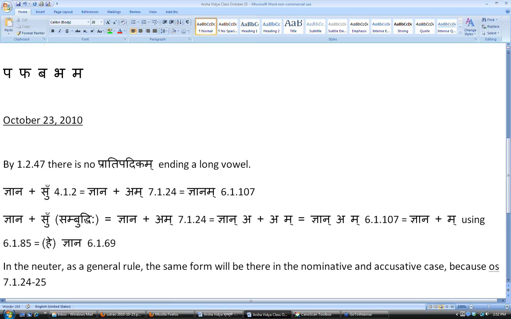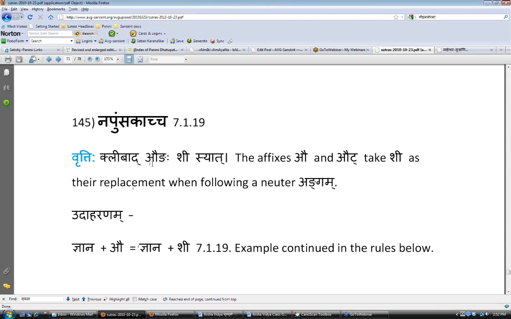Okay? The next sutram, which you'll be seeing shortly, is aunga shi. This aung is another sanjna for au and aut. So both of them take the adesha shi. So there also, 7.1.19 is going to treat those two equally. In any case, they're equal anyway, but moreover the shi adesha comes. Between the au and the aut, as we saw in the earlier examples, there is no real difference. The takara of aut is only to make the pratyahara, it is not visheshanartham.